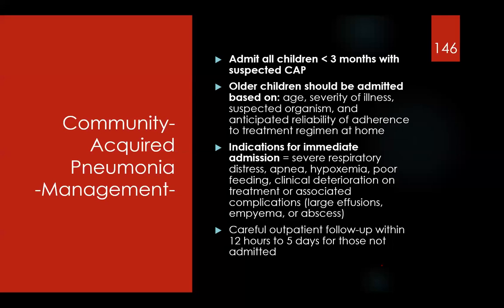Admit children under 3 months with suspected community-acquired pneumonia. Older children should be admitted if they're very young, they have a very severe illness, there is a suspected organism that we know, or it's a particularly rare organism. We want to treat them at home if they are stable and can be treated at home. Indications for immediate admission include severe hypoxia, less than 88% on room air or when they are ambulating, distress, apnea, hypoxemia, poor feeding, or clinical deterioration.